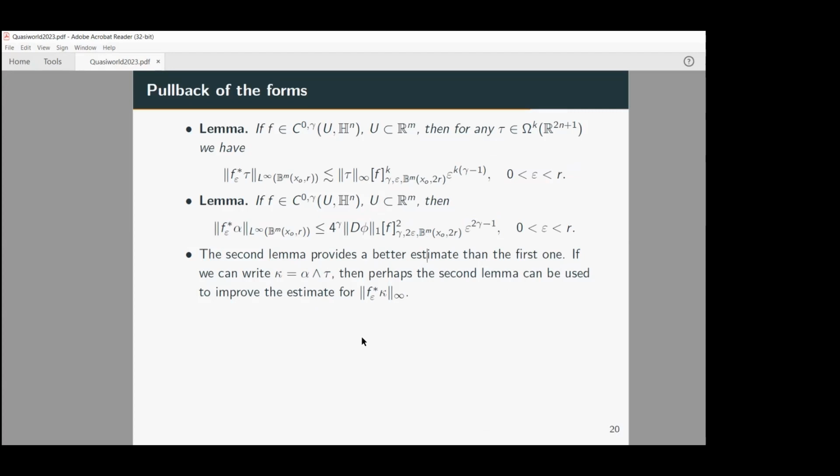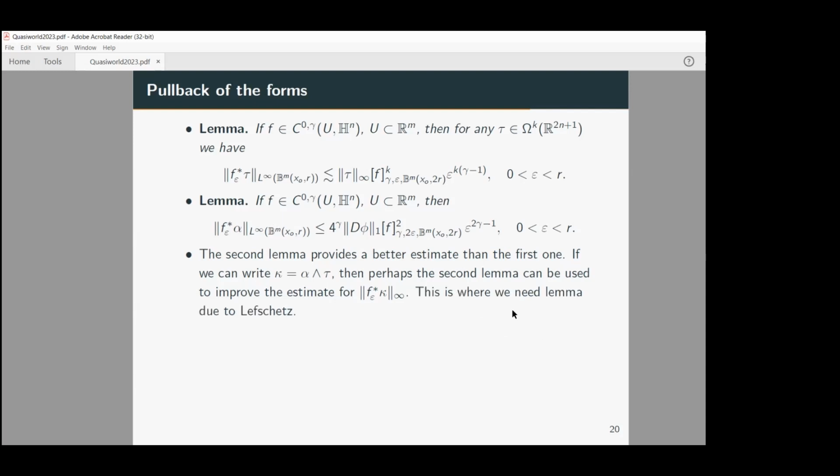Piotr, sorry, I'm confused by one point here. You're saying the second lemma is better than the first lemma. So why do we talk about the first lemma at all? Yeah, because in general, there are forms which are not contact forms. I see. So the word contact is important. Yes, the second lemma is only for contact forms. Alpha is a contact form.